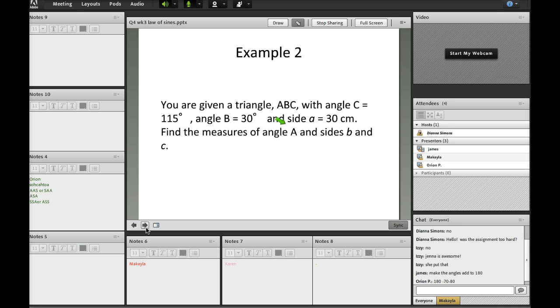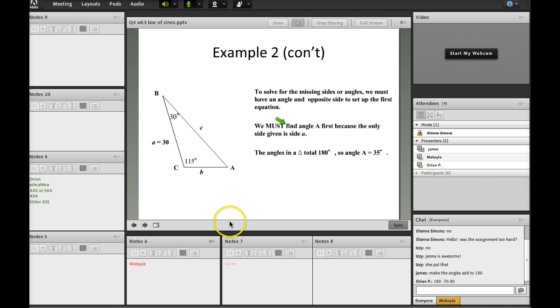Easiest thing to do to find the angle is 180 minus 30, 180 minus 115. Again, angles all add up to 180, so we're going to subtract them from 180. So angle A then is going to be 35 degrees. That said, now let's find side C and side B.